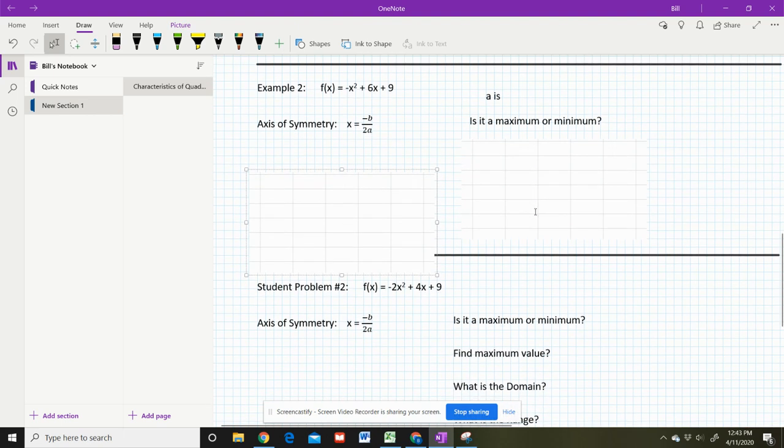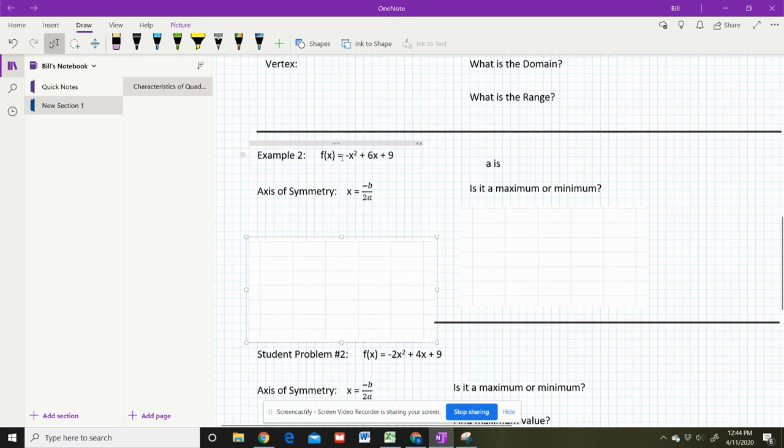Right, so I just had to do an edit, so that's why we have a second video. So this one will be much quicker. I have a second example, and then we have a student problem that you're going to do on Edpuzzle. So let's run through it.